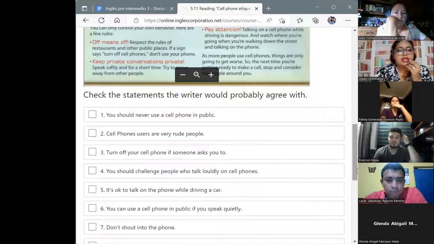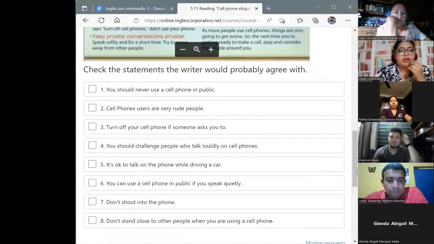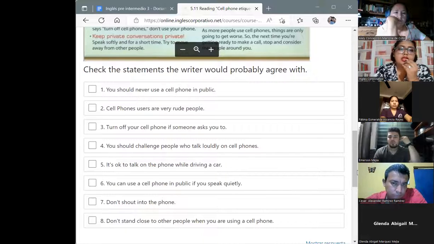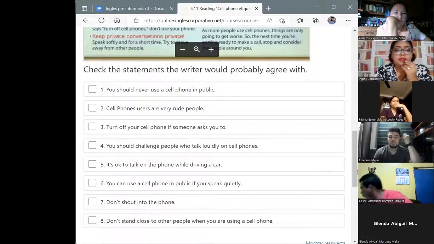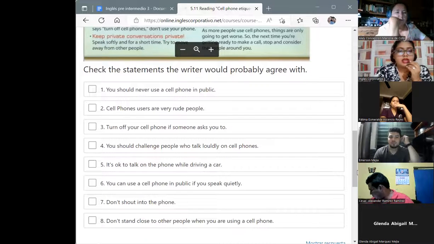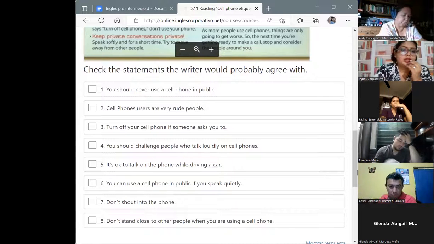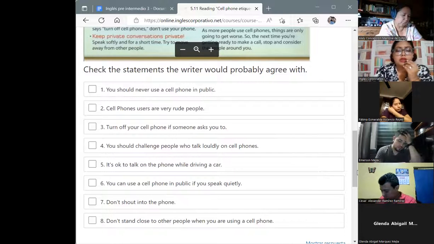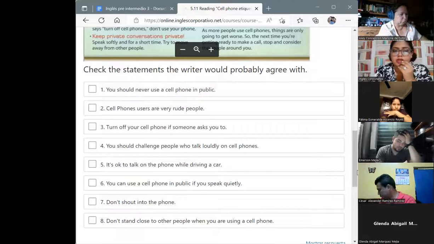And we have different statements. Number one, you should never use a cell phone in public. Cell phone users are very rude people. Turn off your cell phone if someone asks you to. You should challenge people who talk loudly on cell phones. It is okay to talk on the phone while driving a car. You can use a cell phone in public if you speak quietly. Don't shout into the phone and don't stand close to other people when you are using the cell phone.